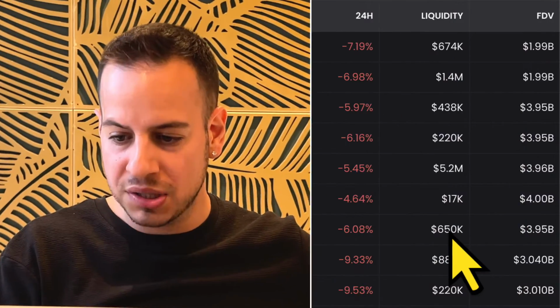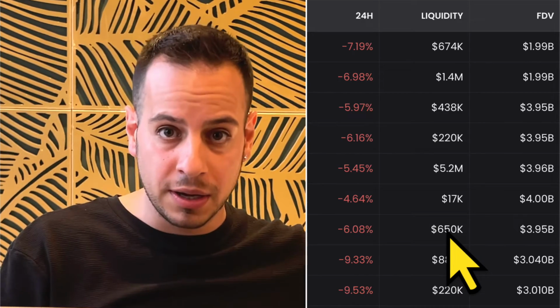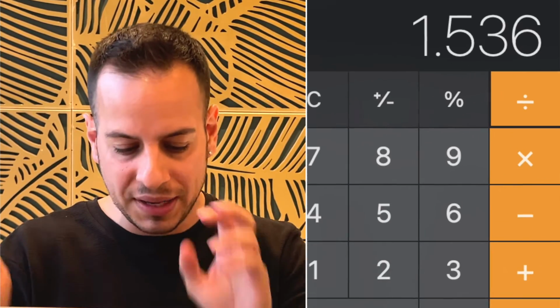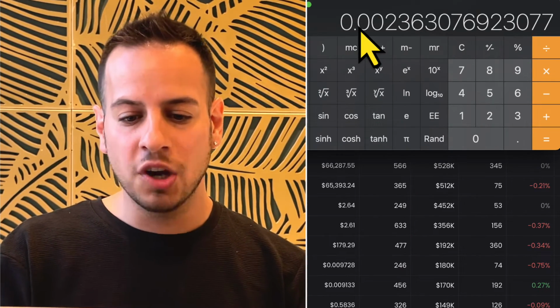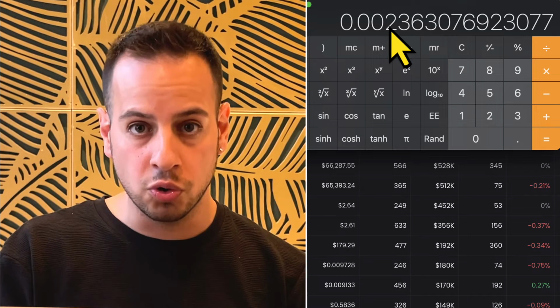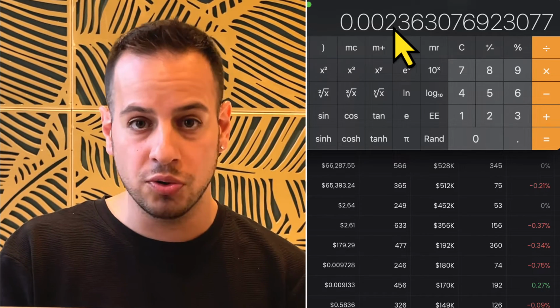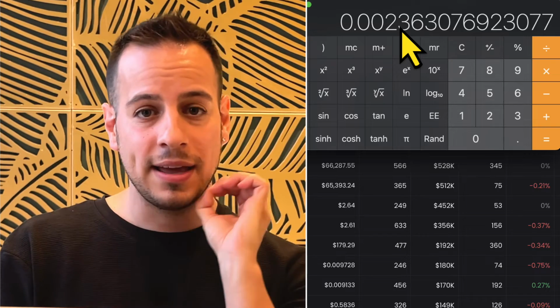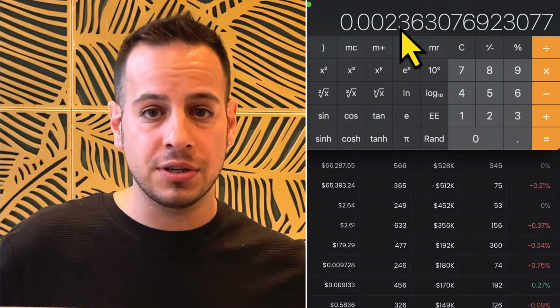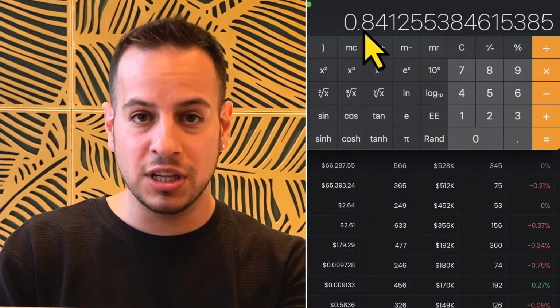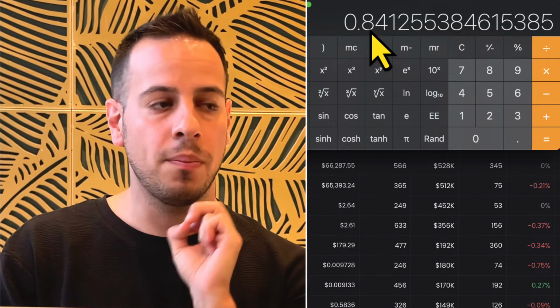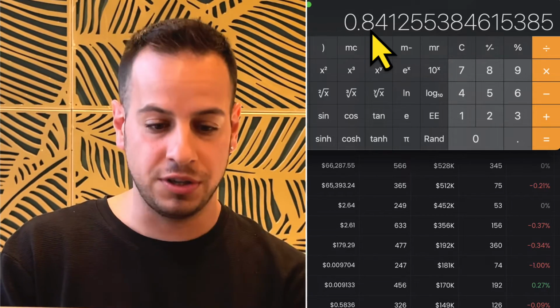Now we have here 650K liquidity being provided. So we need to divide this number by 650K. And then we get 0.23% today alone. If we want to get the APR, then we multiply the daily return by 365 days, which leaves us with 84.1% yearly return on Bitcoin. So this is how we calculate the annual percentage rate, the APR.